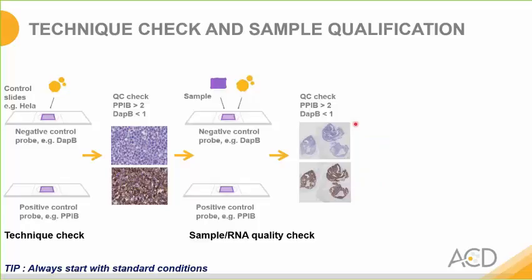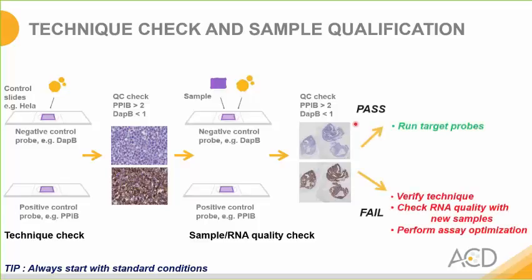So in this case, as I mentioned, if the PPIB is greater than 2 and the DAP-B is less than 1, and that tissue is essentially ready to go on for experimentation with any number of target probes for that particular tissue specimen.